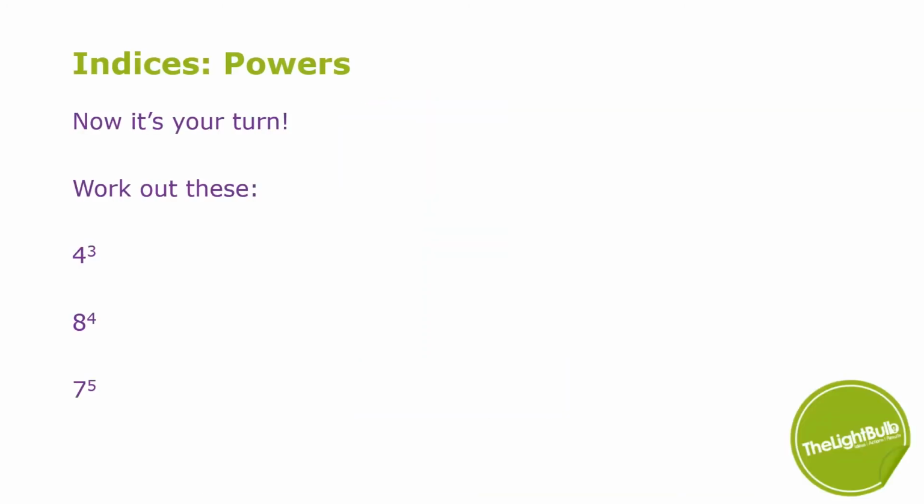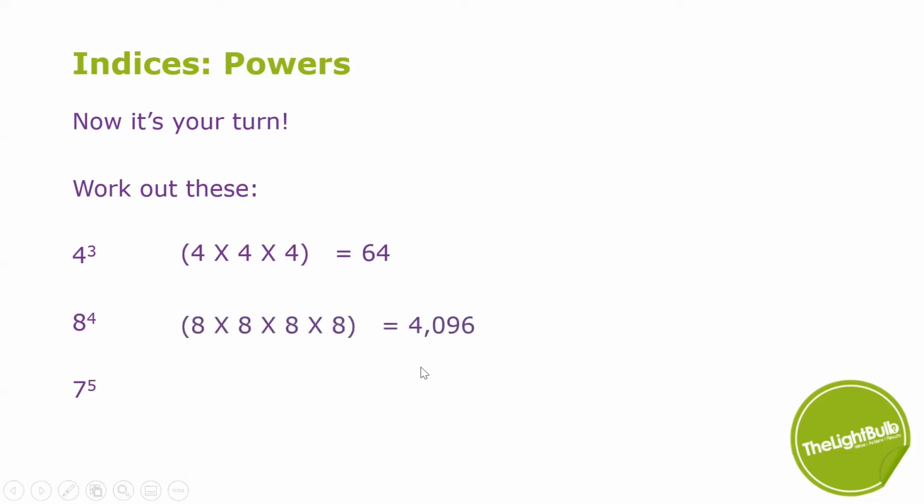Okay, so how did you do? It might be surprising, some of the size of these numbers, but 4 to the power of 3 is 64. 8 to the power of 4 is 4,096. And 7 to the power of 5 is 16,807. So if you got those right, well done.